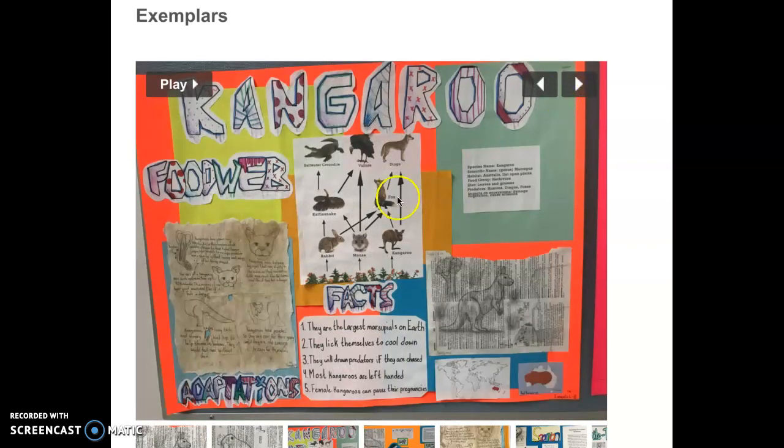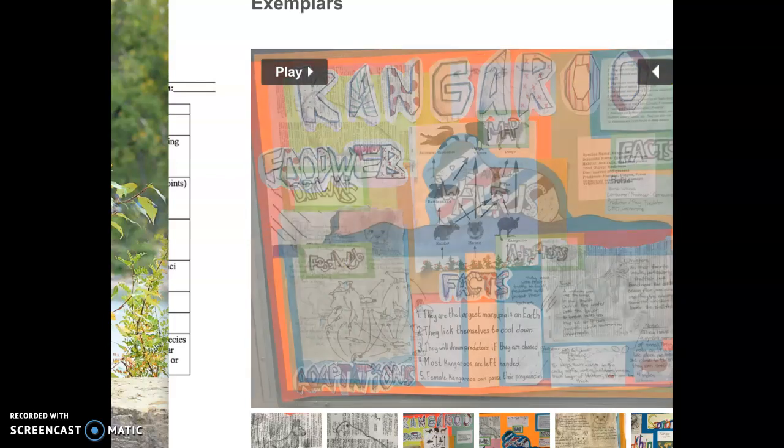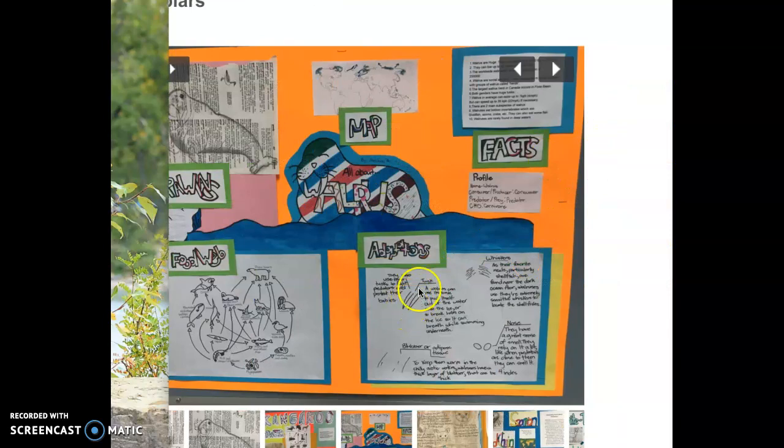One of the things the students had to do was clearly show the adaptations separately. I'm trying to zoom in more, but it won't let me. So this one's talking about the tail, this one's talking about the baby in the pouch, the ears and the leg muscles. Where's this guy's adaptations? See, tusks. There's a specific adaptation, blubber.